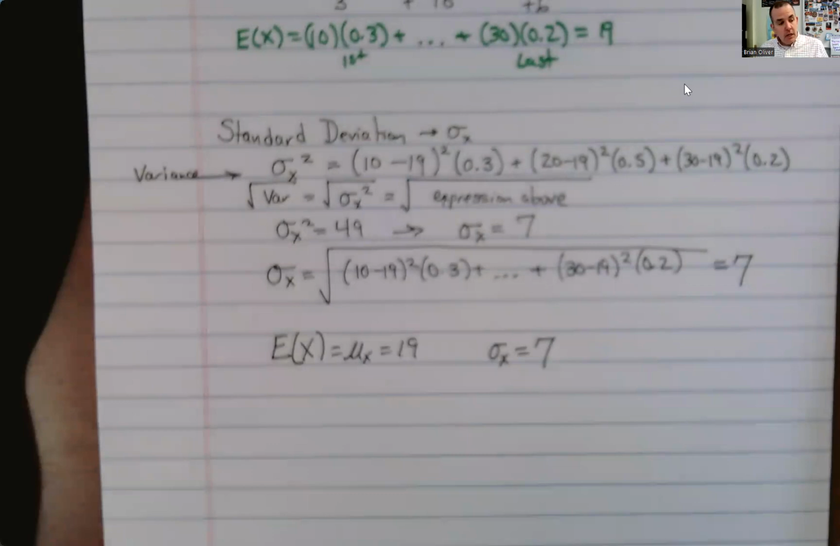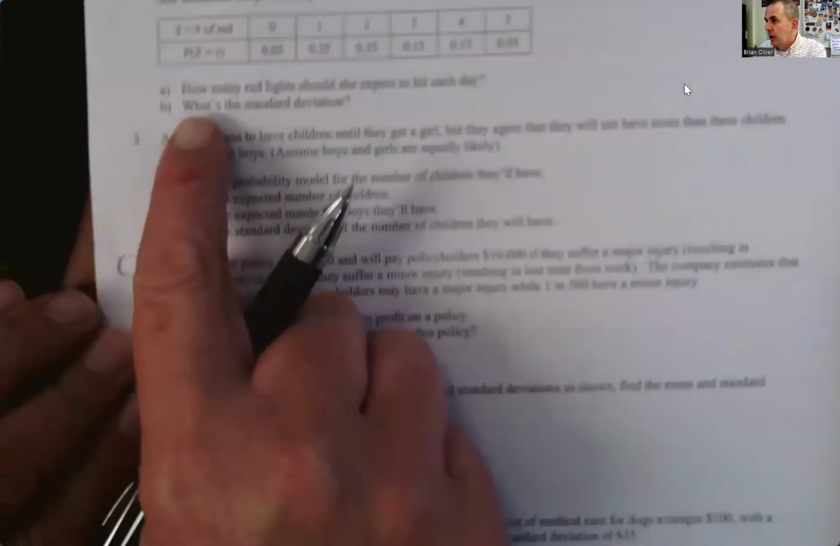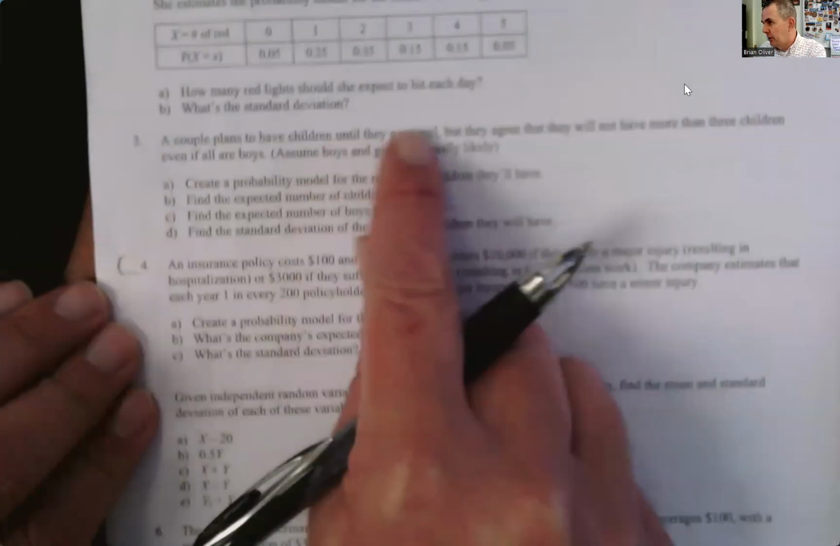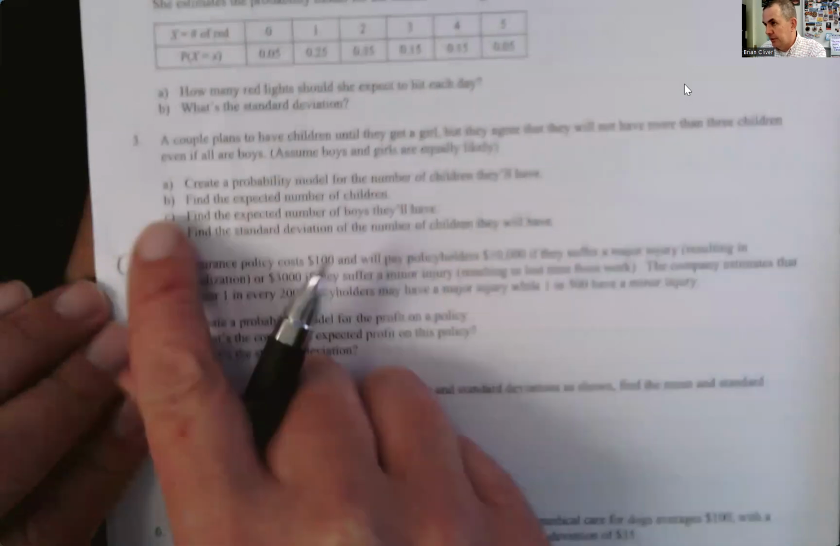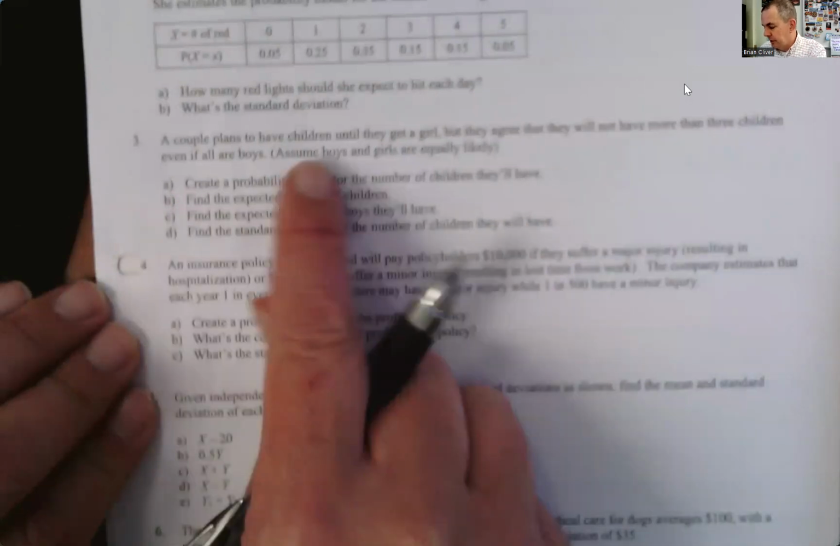So now, let's talk about some potential questions and the way they may be worded. Let's say I had the following. I'm going to look at question 3. A couple plans to have children until they get a girl, but they agree that they will not have more than 3 children, even if all are boys. Assume boys and girls are equally likely.